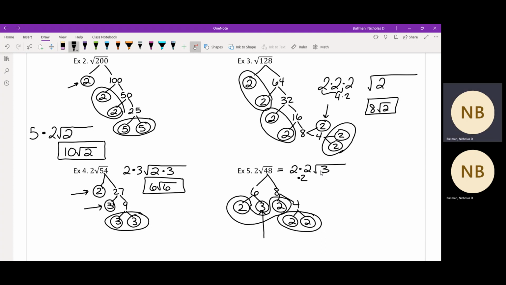Okay, so 2 times 2 gives me 4. Times 2 gives me 8. So this is going to be 8 square root 3.